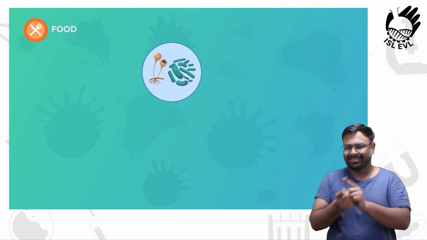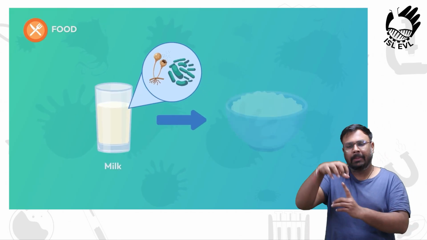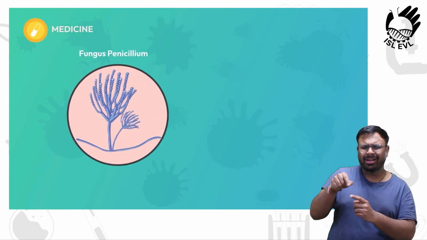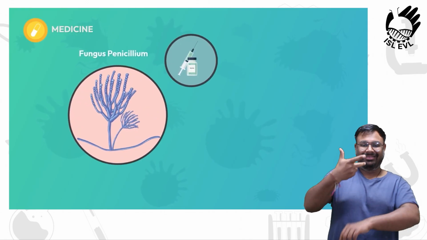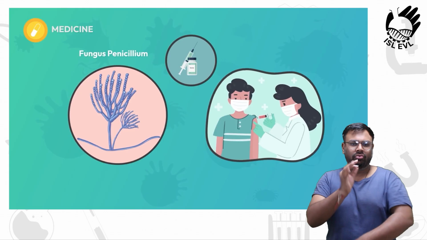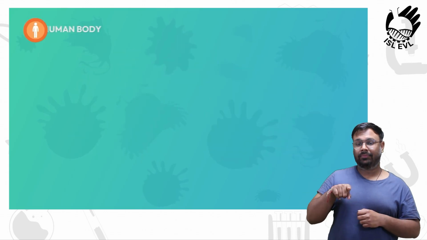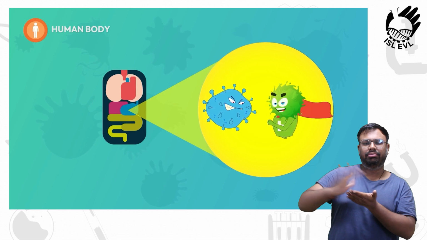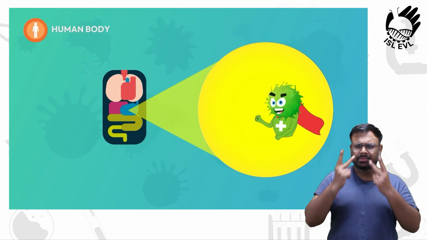The addition of the bacteria into milk turns the milk sample into curd. Microbes such as the fungus Penicillium can be used to create antibiotics like penicillin, which can help cure diseases. In fact, we have a lot of friendly microbes present in our intestine. It helps us absorb nutrients and fight off bad microbes.